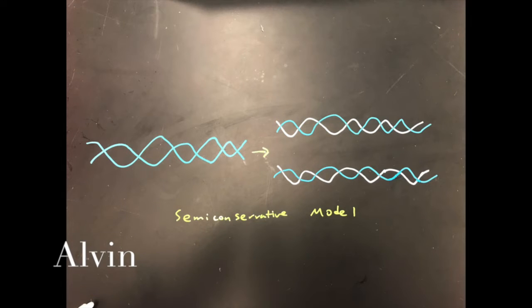The manner in which DNA replicates is known as semi-conservative because each newly synthesized strand of DNA consists of both one parental strand and one new strand.